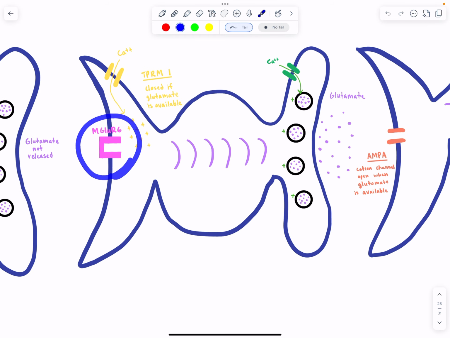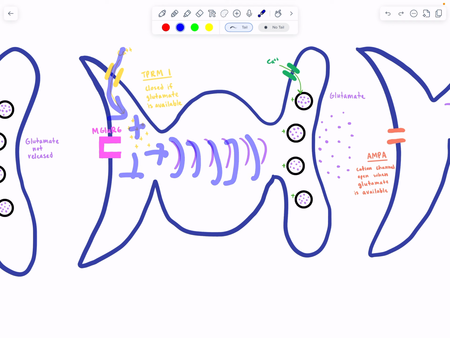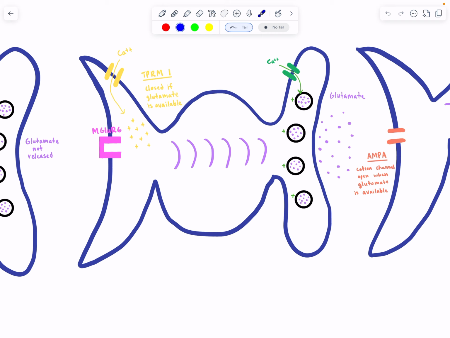Then we got this mGluR6. mGluR6 is activated by glutamate, and what it does is that it goes and turns this off. So if there's no glutamate out here, this won't be activated and this calcium channel will stay open, depolarizing the cell. And so depolarization, which opens another calcium channel, binds to the SNARE proteins, releases glutamate.